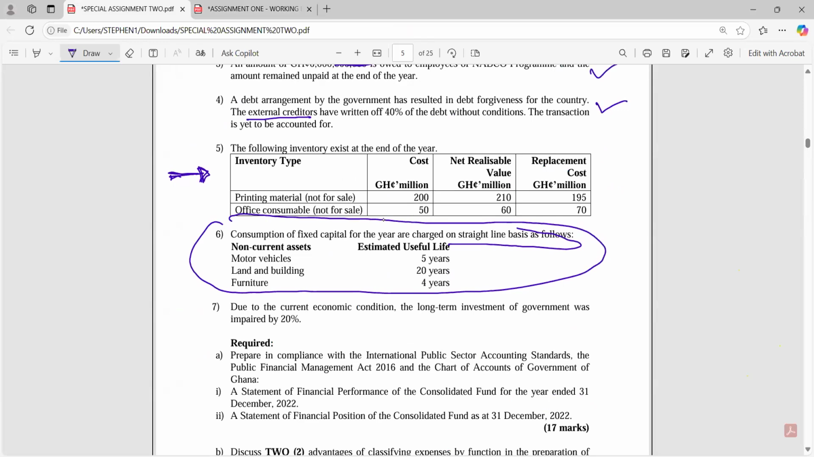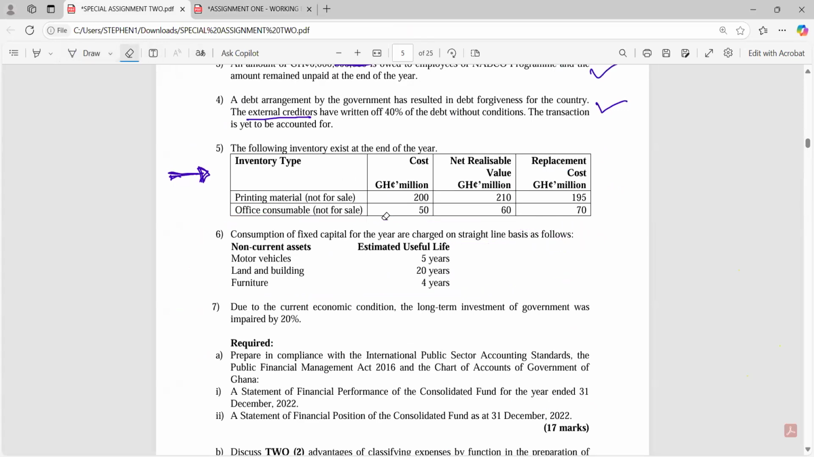Now, this is the most important. This is what I've been waiting for. This one. Valuation of inventory.